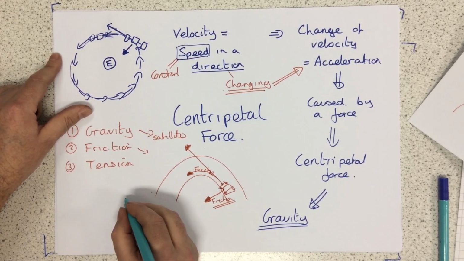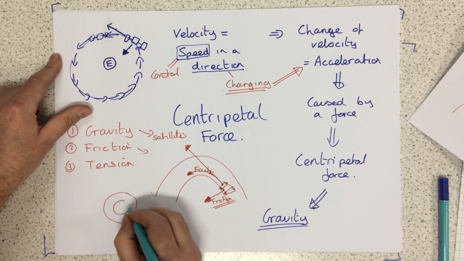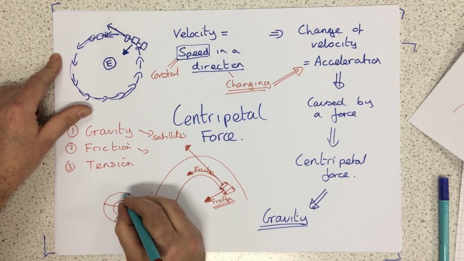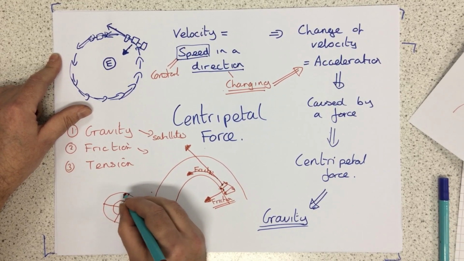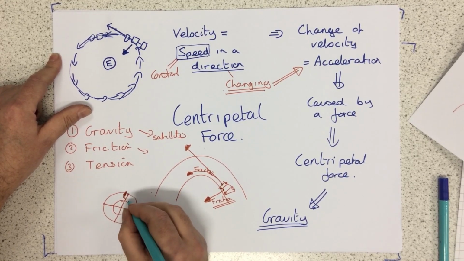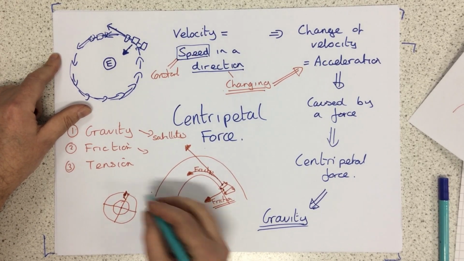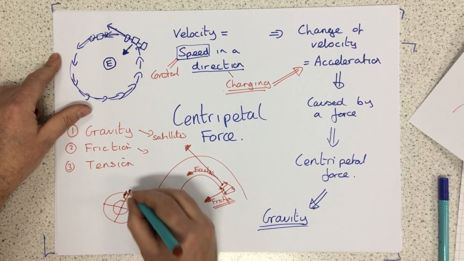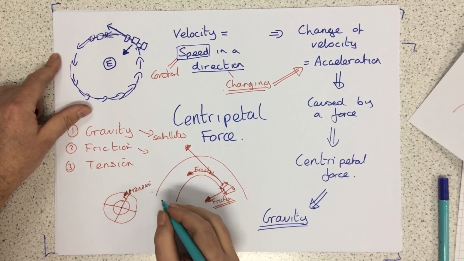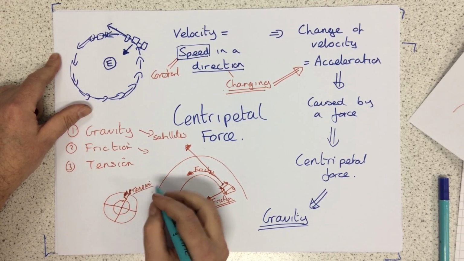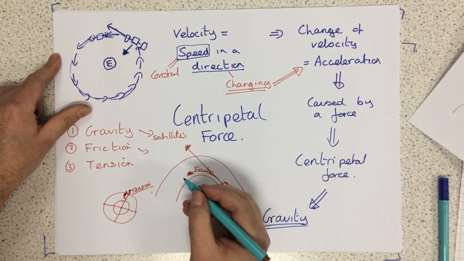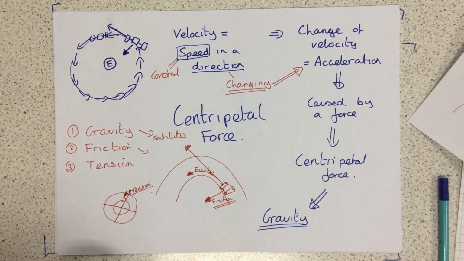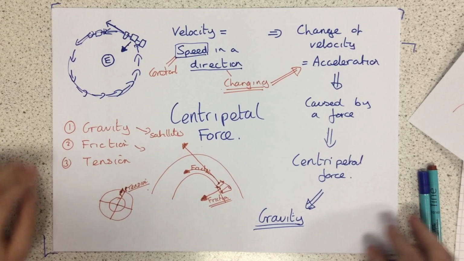If we consider tension, we could consider a merry-go-round with children playing on it. And when the children play on the merry-go-round, they may well decide to hold on to the bar at the centre. As they hold on to the bar at the centre, they feel a force of tension as they move around. That tension in their arms is, in this case, the centripetal force. So we have there three different examples of centripetal force in action.